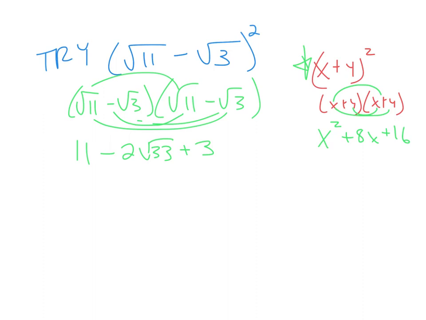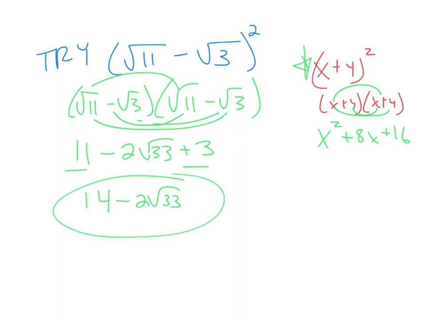So then we can simplify that. 11 and 3 is 14 minus 2 root 33. 33 can't be simplified. There's no perfect squares that go into that. So that is my final answer.